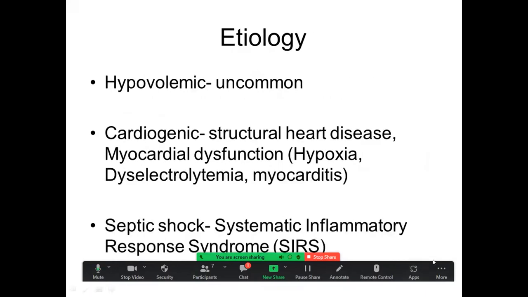So etiology, as for any age group: hypovolemia may happen, but it's very rare. Cardiogenic shock is quite common. And what is today's interest is septic shock. But shock is shock, so we manage it as shock. Etiology is treated separately, so I'll be talking only about shock. Septic shock is the systemic inflammatory response syndrome. Now the commonest reason of shock in our units now is post-COVID inflammatory syndrome.